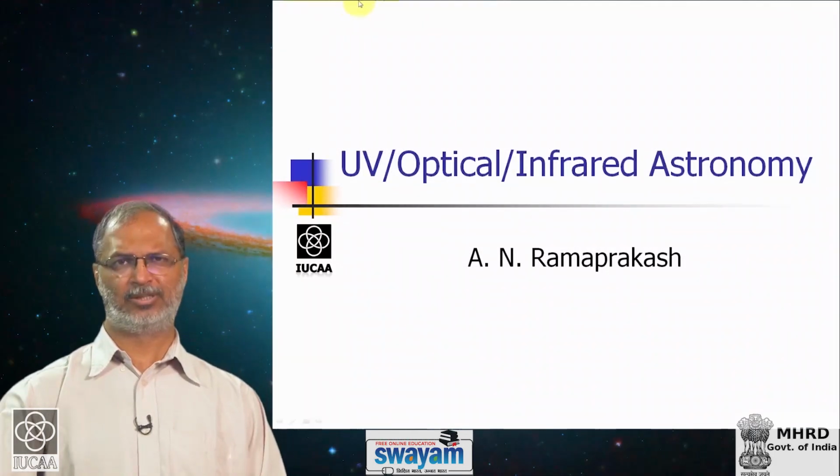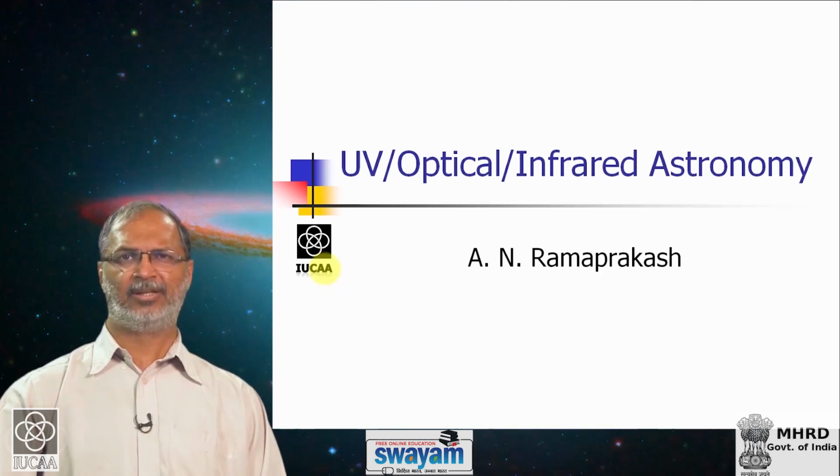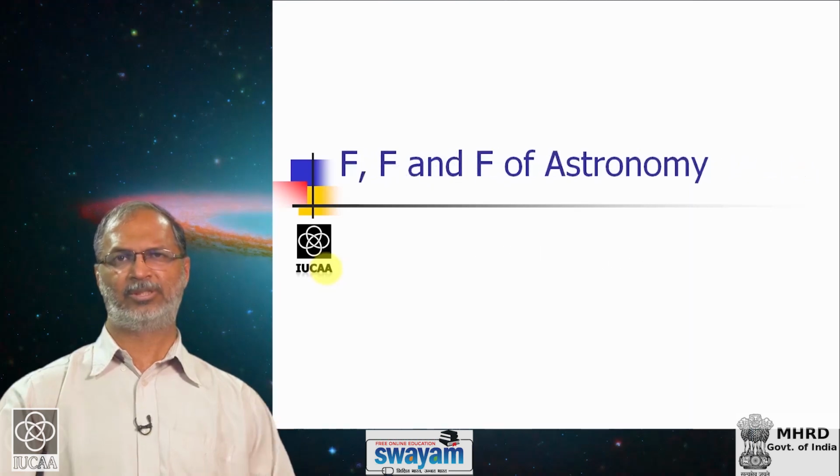I am an astronomer working at the Inter-University Center for Astronomy and Astrophysics in Pune. My basic interests are in building instruments for astronomy, various kinds of instruments like telescopes, spectrographs, cameras, polarimeters, etc. And today I would be talking about infrared, optical and UV astronomy. The reason why I mentioned infrared, UV and optical astronomy I will come to in one of the slides later.